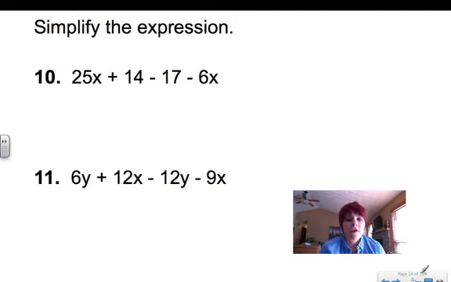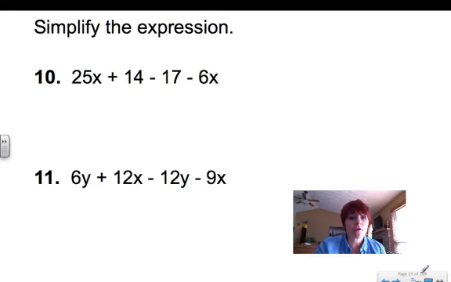So now we are back for the second part of the Chapter 1 review, starting with number 10 from page 62. Simplify the expression. Simplify the expression basically means that we're going to combine like terms.